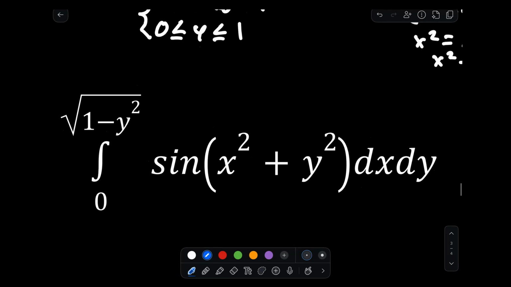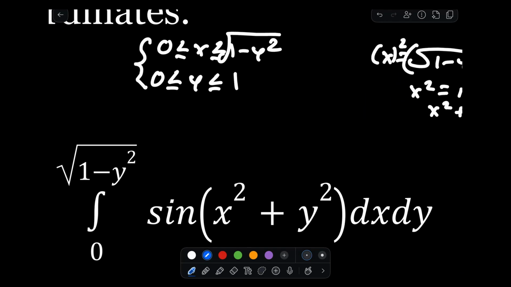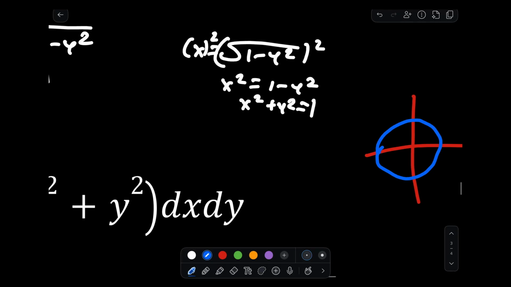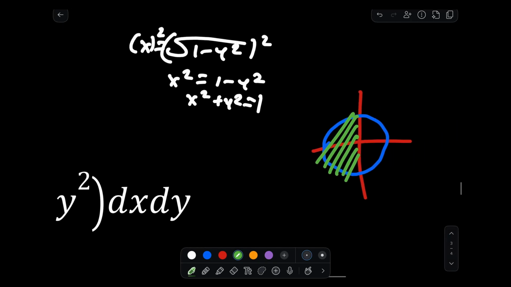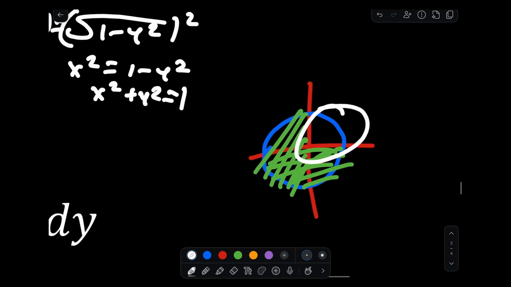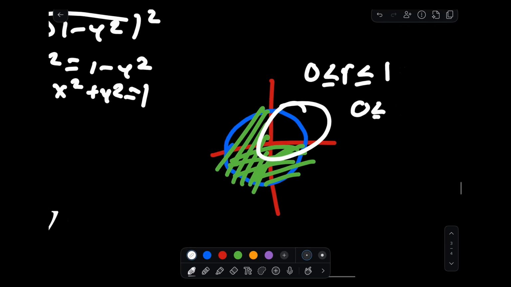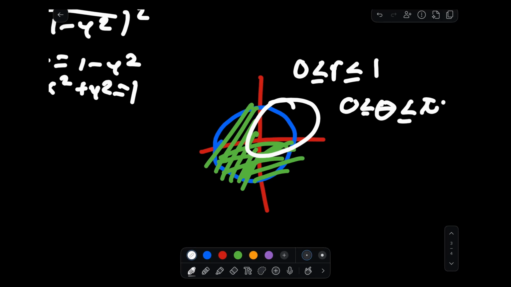But we know from our equation that 0 is less than x, so we have to completely ignore this section, right? And we also have to consider that 0 is less than or equal to y less than or equal to 1, so we have to ignore this section as well. So really all we're left with is this section right here. And I'll start with that in white right here, which we know just by looking at it would be from 0 to 1 for r, and then 0 to pi over 2.